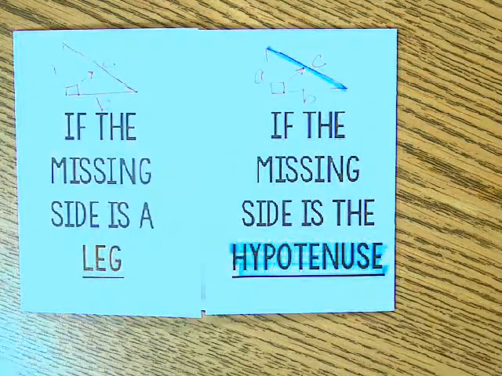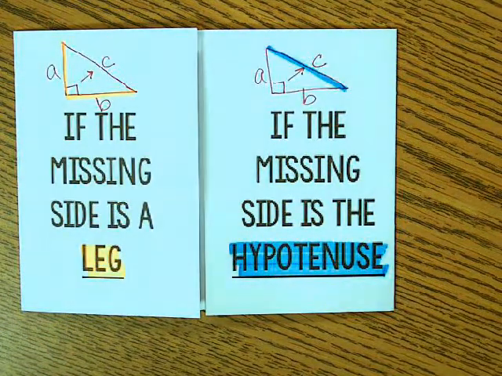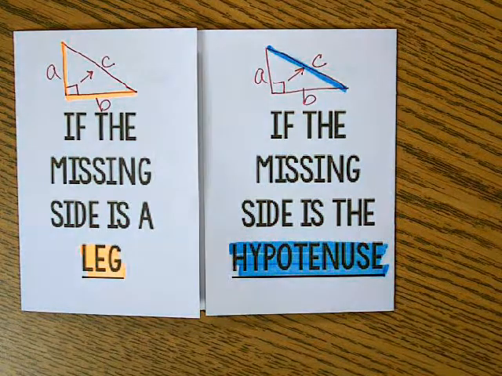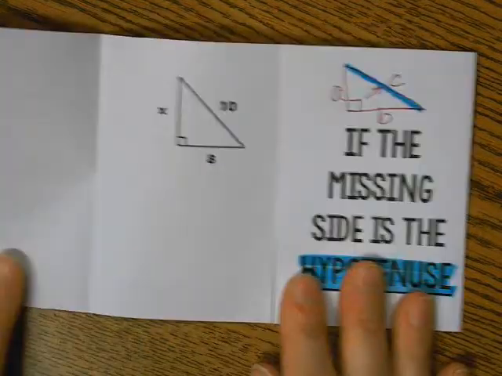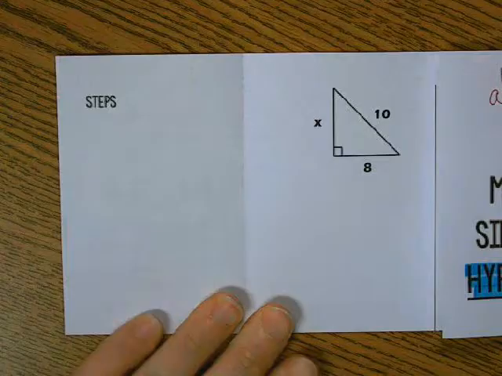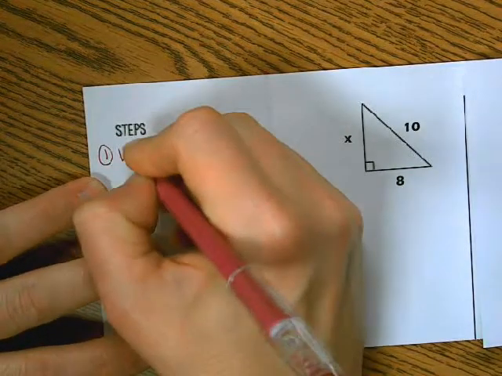Okay? So up until this point, we have used a model. Okay? I haven't made you use the formula. But we're going to use the formula in this booklet. Okay? So here we go. Step 1. Write down the formula.